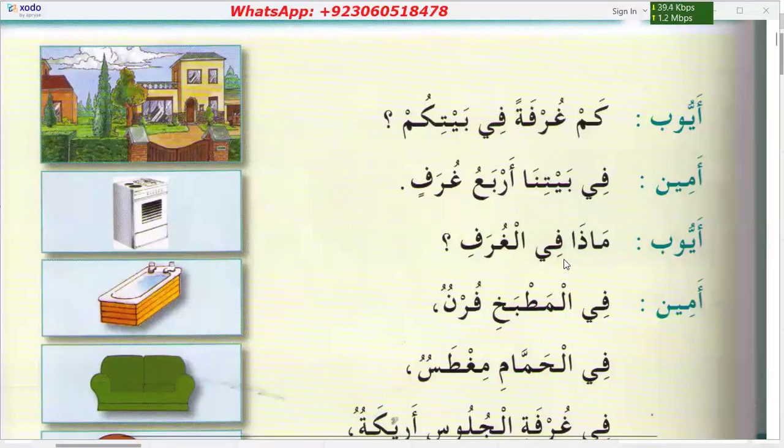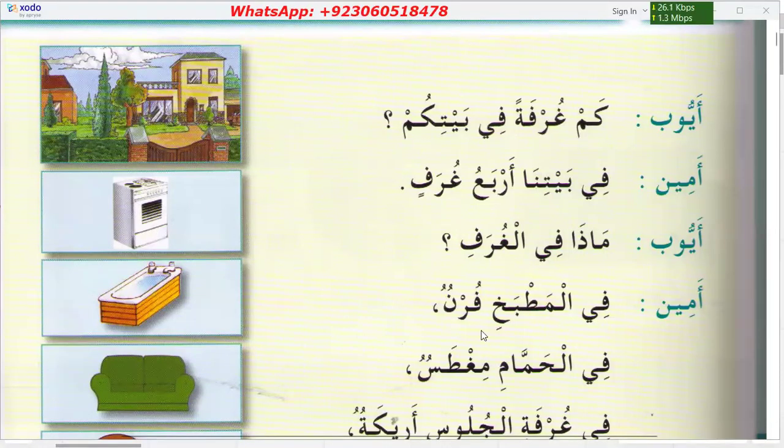Maza, what is? Fil ghuraf, in the rooms. Maza fil ghuraf? What is in the rooms? Fil matbakh, the kitchen. Furn, oven. Fil matbakhi furn. In the kitchen, there is an oven.